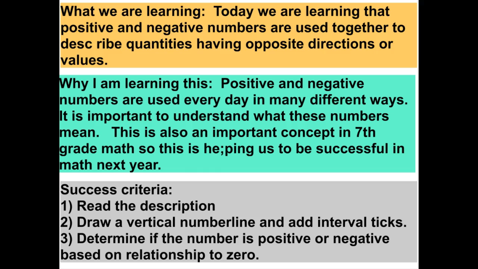Your success criteria. You will be able to read the description, draw a vertical number line. Remember, vertical is top to bottom, not side to side. A vertical number line, and add interval ticks, those little marks that show you the interval amount that it's either increasing or decreasing by. And determine if the number is positive or negative based on the relationship to 0.